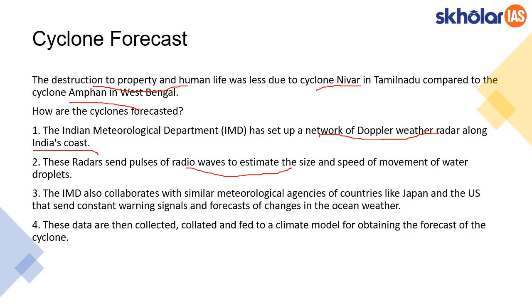Based on the data collected from these radars, the IMD also collaborates with other meteorological agencies. They also collect data from meteorological agencies of other countries like Japan and the US, and based on these data, they feed them into a climate model to forecast the cyclone. Based on this, whether it is a severe cyclone or a very severe cyclone, and what the speed of the cyclone would be, these things are analyzed.